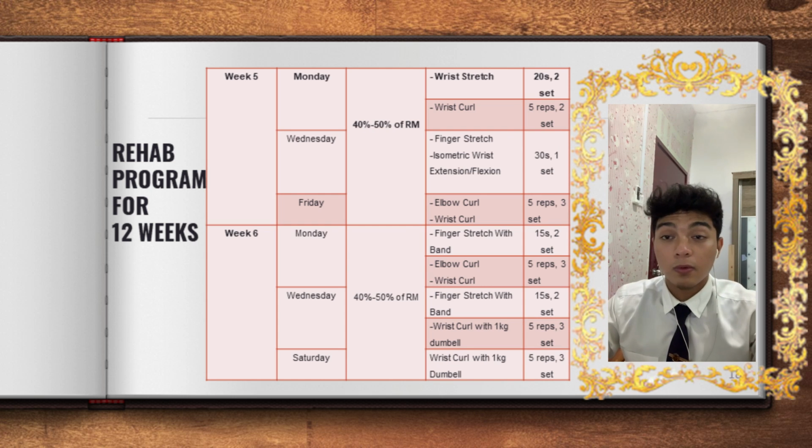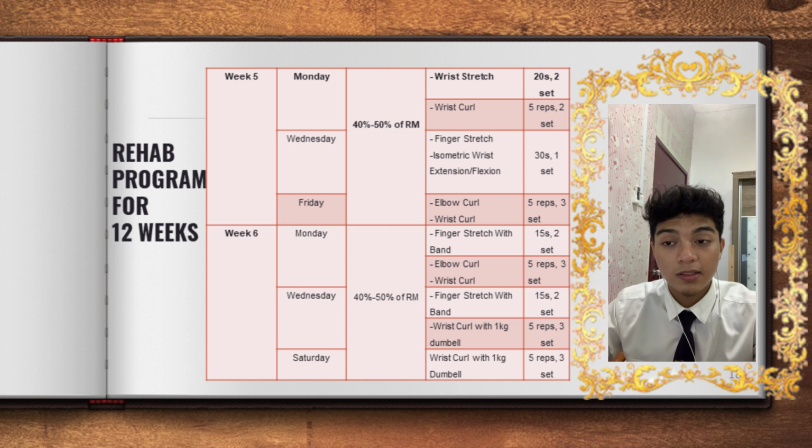Okay, we proceed to week 5. In this week, we'll change the intensity because we need a progression. For this injury exercise, there are not many types of exercise, so we will change the intensity, because the intensity can be a main component in this progression.